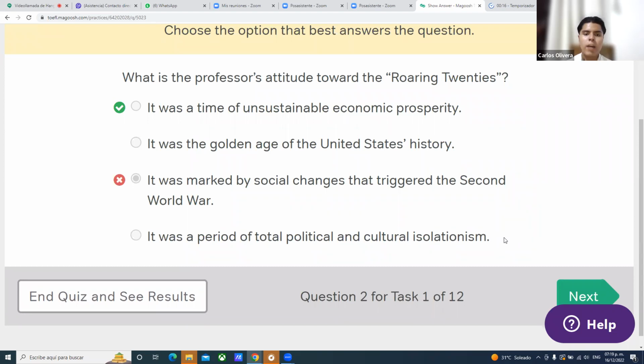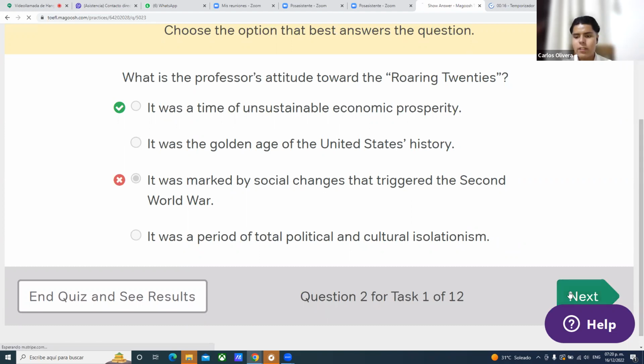So yeah, you could say that it was a time of unsustainable economic prosperity, which is what the professor believed about the Roaring '20s. And it was marked by social changes that triggered the Second World War. I think this is untrue, because it was not social changes, it was economic changes, right? Maybe the reason this response seems incorrect is that in the lecture, he never talked about social things occurring during this time, but more about economic consequences or economic changes. These tariffs, as I say, were adequate to allow businesses to grow and flourish. So yeah, that is part of the reason why this is not the correct answer.